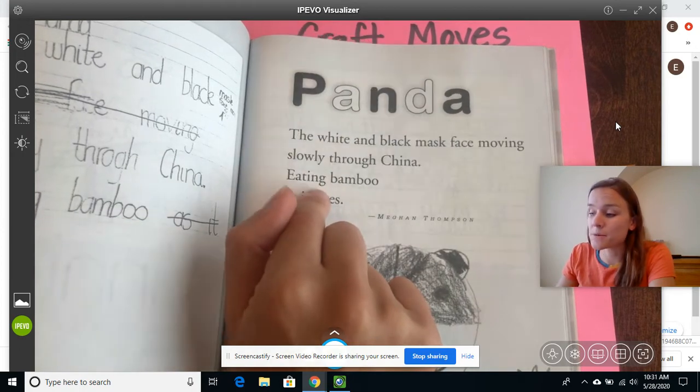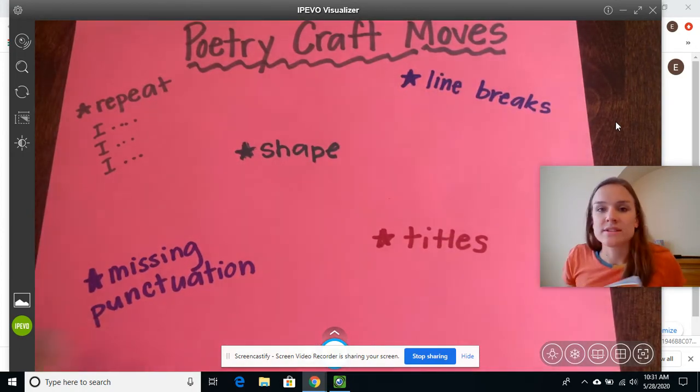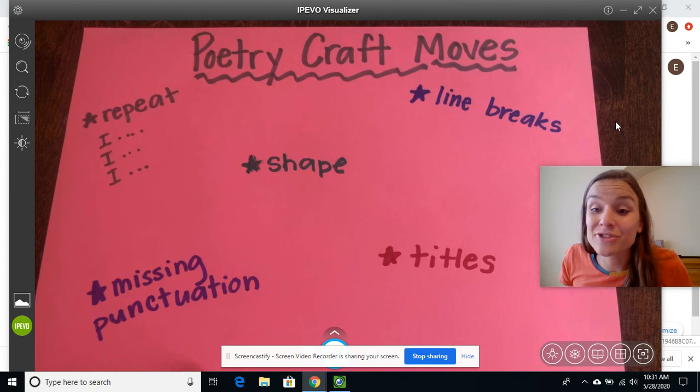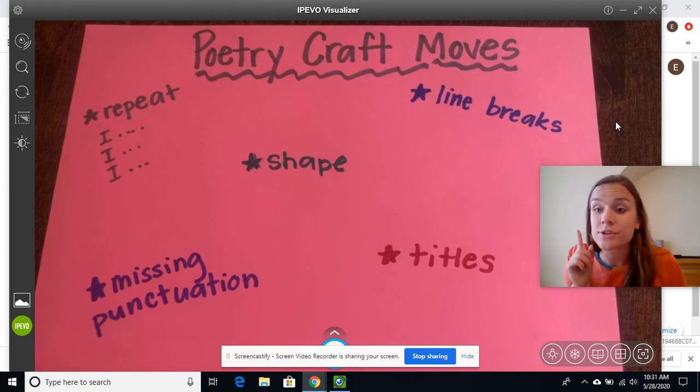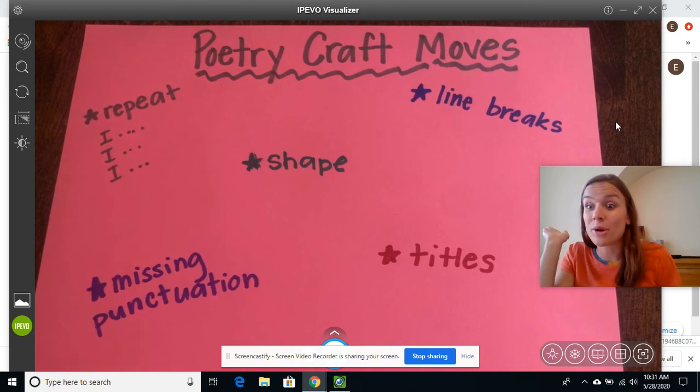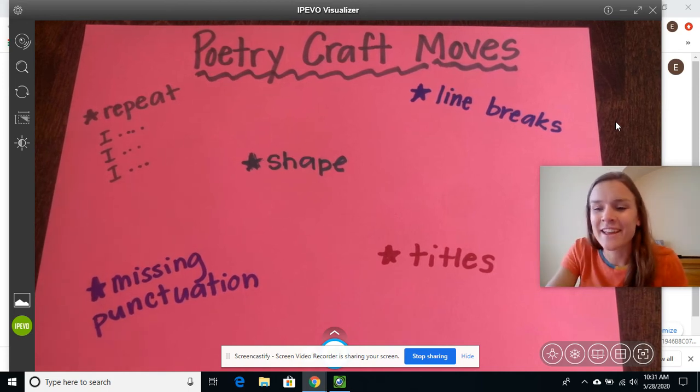All right, poets, here are 5 craft moves for you to try out in your poems today and for the rest of poetry writing for the rest of your life. Have fun.